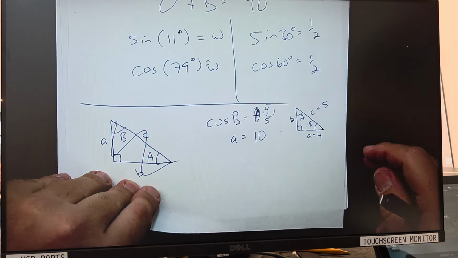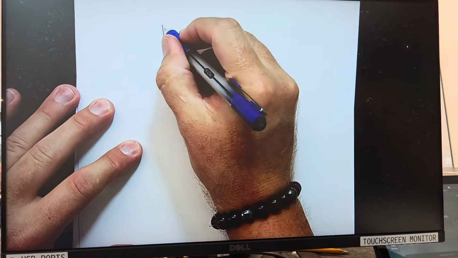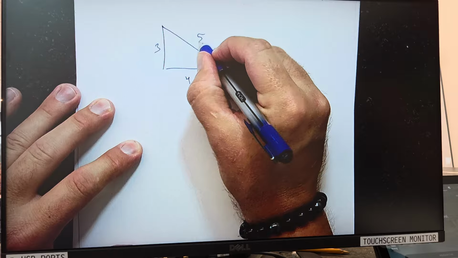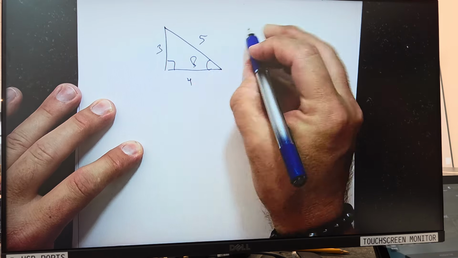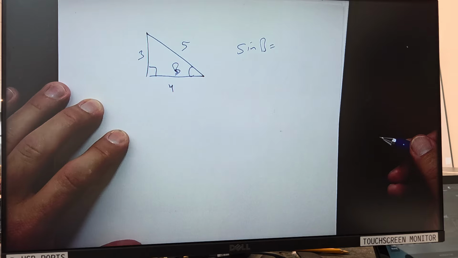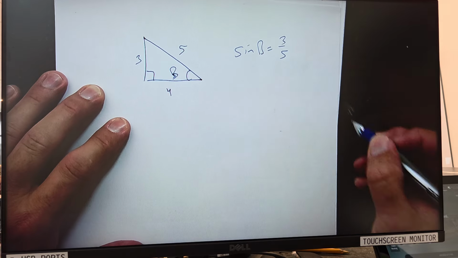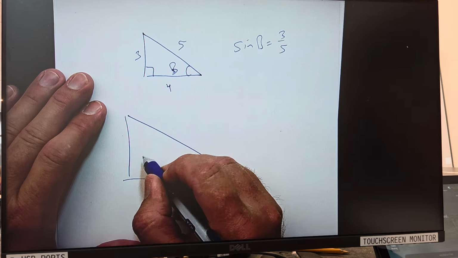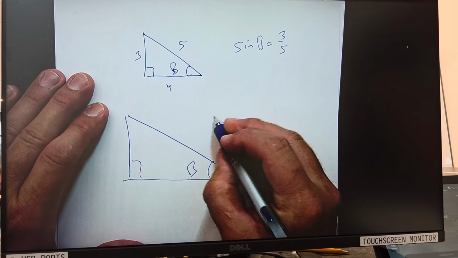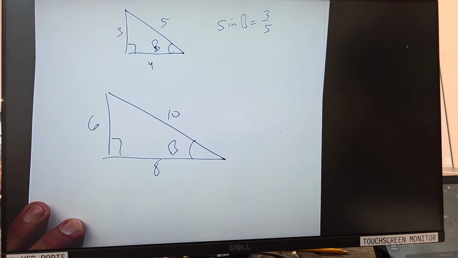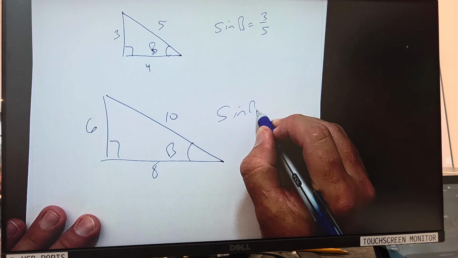Okay, can somebody tell me what's the sine of B? 3/5. Is that cool? What if I double the size of this triangle? Pretend like it's the same triangle. Then everything's doubled, yes? Isn't that silly? What's the sine of B now? Still 3/5.